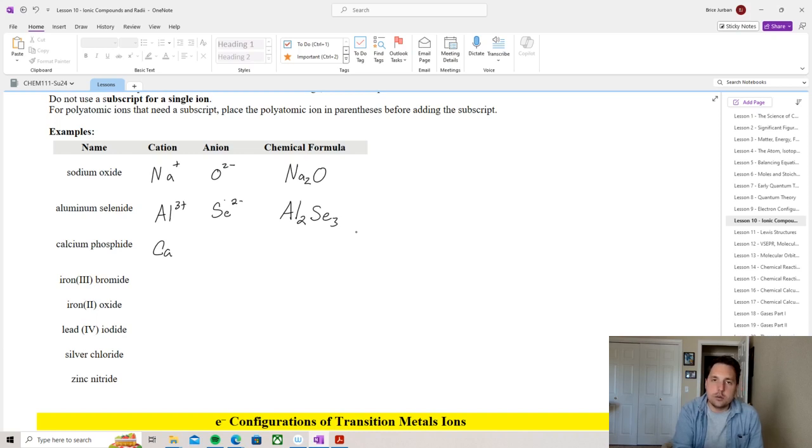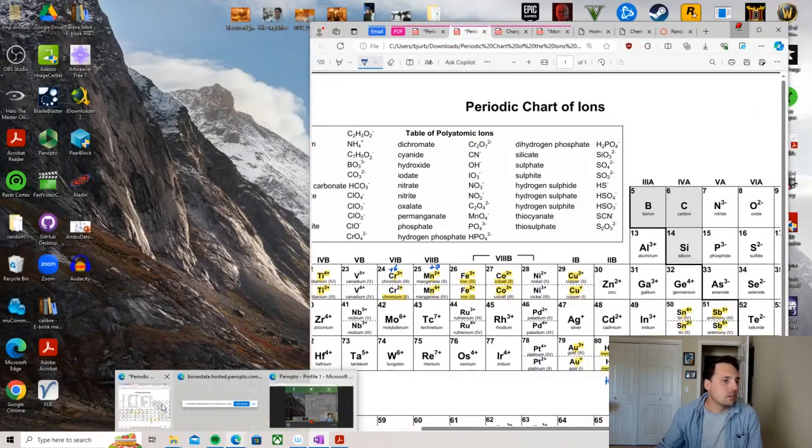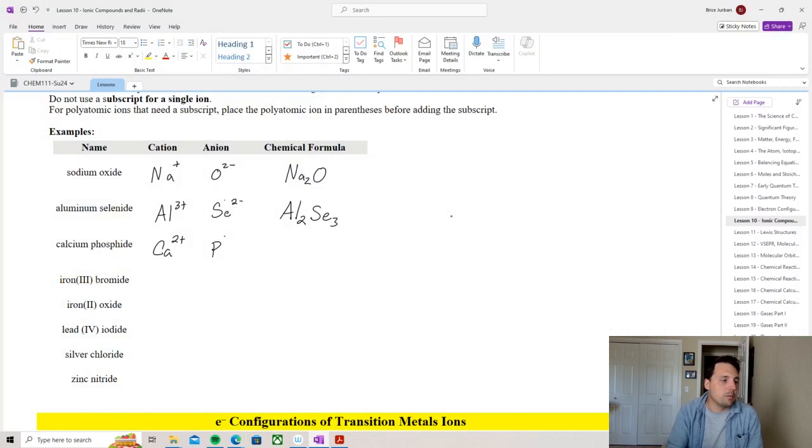I feel like these are a little bit easier, but maybe I'm wrong. Calcium, 2+ charge. Phosphide would be a phosphorus anion with a 3- charge. It's below nitrogen. So here we're just going to cross these charges, giving us calcium 3, phosphorus 2. So maybe you want to practice these. You can pause the video at any time.